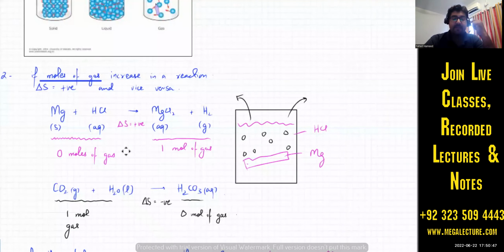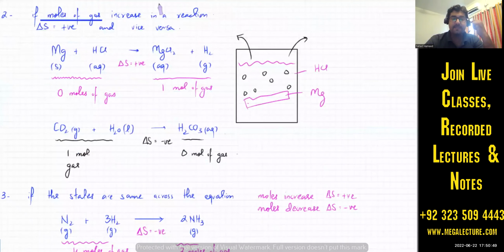If you're going towards less gas, that's a loss of entropy. That's delta S negative. So remember, more disorder being created, more gases being produced, that's more entropy. Less disorder being created, less gas being produced, that's less entropy.